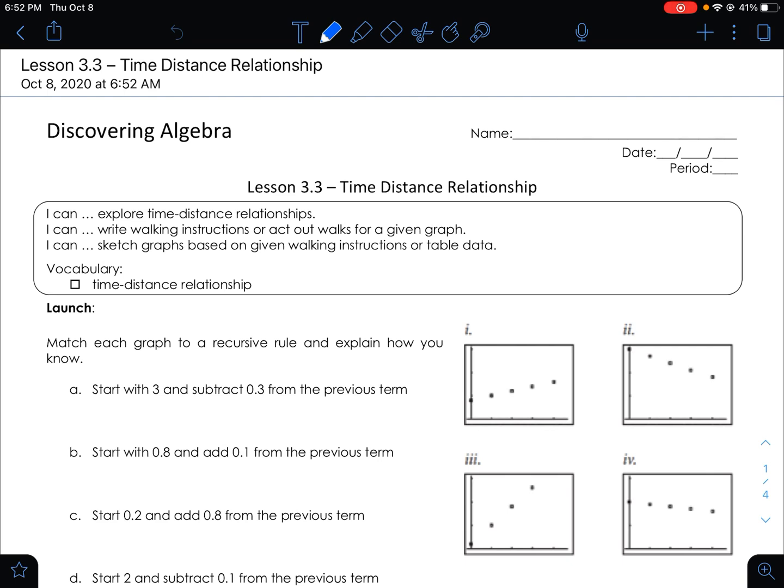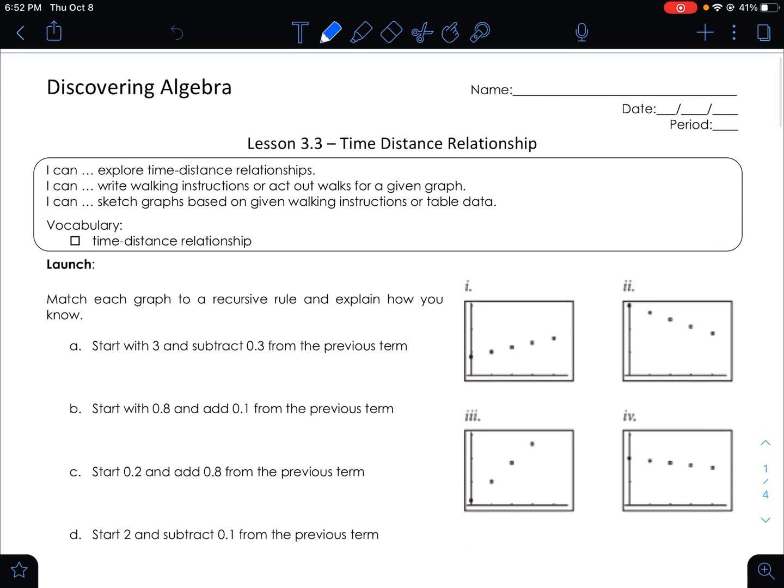and distance when you're looking at a problem. You want to be able to describe the walking that a person is doing in terms of how fast they're going, for how long, and where they're starting. And then you also want to be able to take a walking instruction, basically a recursive rule for what a person is doing, and sketch a graph of it based on the information given to you in the recursive rule or using a data table.